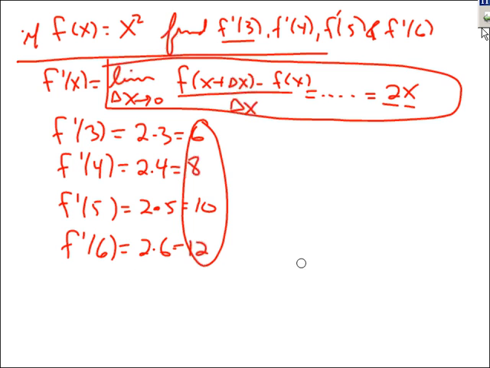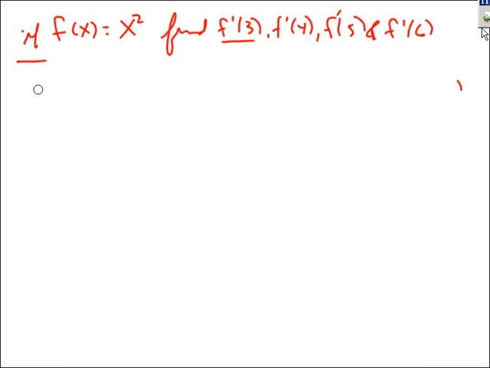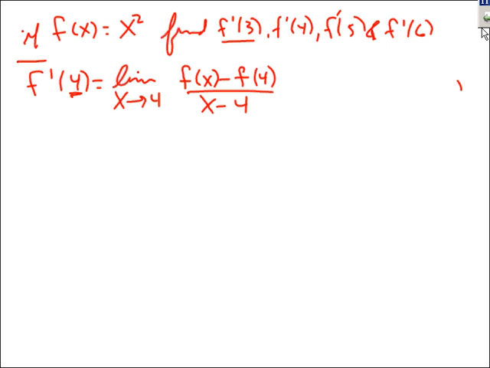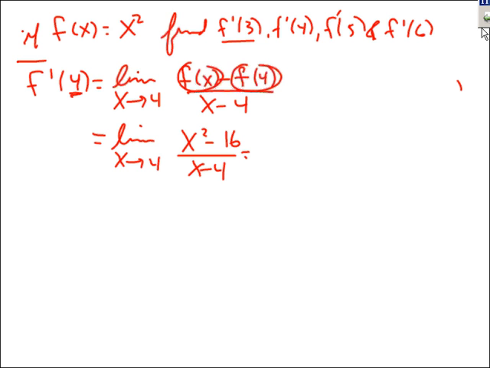The other way of doing it is to use the alternate derivative formula. Let's actually do it once or twice. So now let's do f prime of 4. F prime of 4, using the alternate rule, is the limit as x goes to that number of f of x minus f of that number, 4, over x minus that number. And this is equal to the limit as x goes to 4. Well, f of x is x squared, and f of 4 is 4 squared, or 16, over x minus 4. If you substitute in, you get 0 over 0. 4 squared is 16, minus 16 is 0. 4 minus 4 is 0.